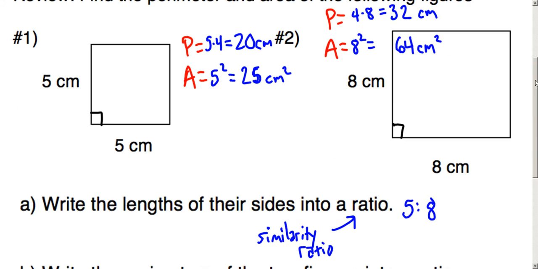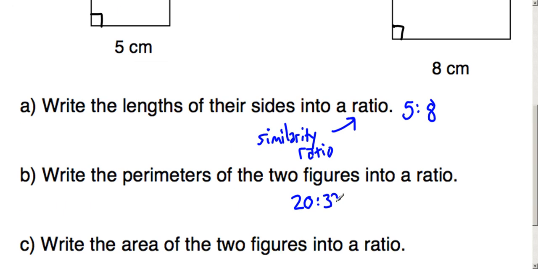Excuse me, 20 to 32. All right, and remember, anytime we have a ratio, we want to see if we can simplify it before we move on. So 20 and 32. 4 goes into 20 5 times, and 4 goes into 32 8 times. Again, we can simplify these ratios with a colon just like we would a fraction if it was 20 over 32. So that's the same as 5 is to 8.